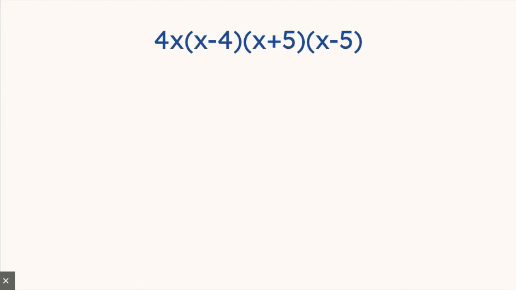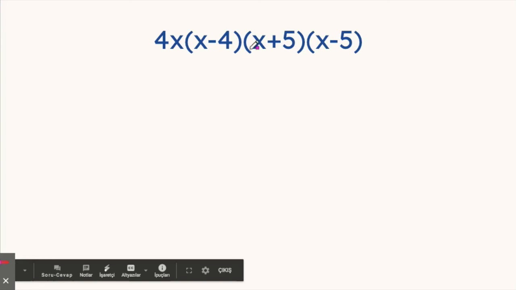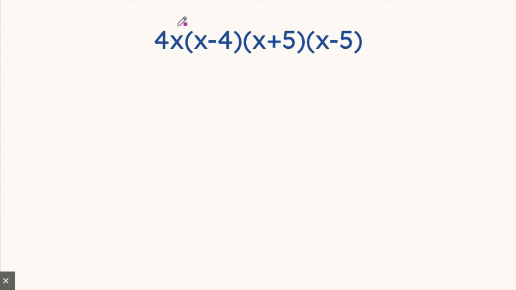All right, let's do one last question. What happens if we have 3 different parentheses and something in front? Well, we do the exact same thing, but it's just going to take a little longer. First, let's do this part. Now we can use distributive property. 4x times x is going to give us 4x squared. 4x times negative 4 is going to give us negative 16x. And this is going to be in parentheses because this is being multiplied by the rest.